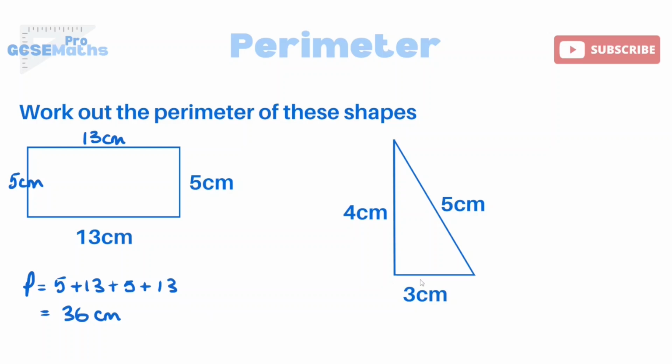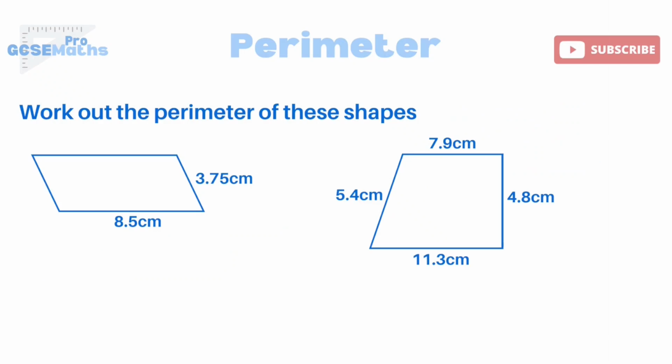In terms of this triangle, again, just literally add together all of the sides that you can see. Now you can see all of these 3 sides are different, hence why they're all labelled. So I just need to do 4 plus 5 plus 3, which will give me 12, again, centimetres.